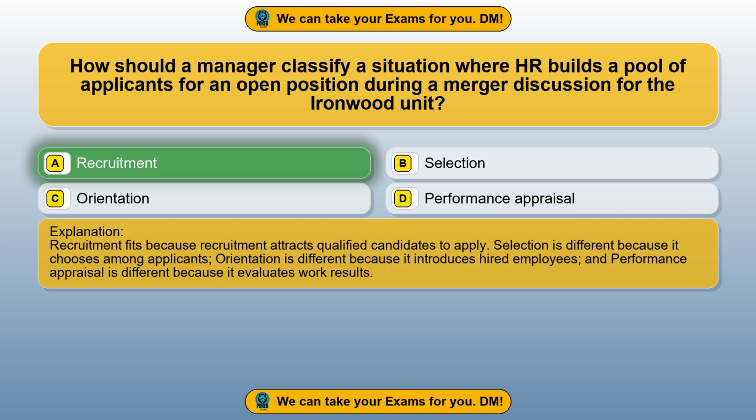Recruitment fits because recruitment attracts qualified candidates to apply. Selection is different because it chooses among applicants. Orientation is different because it introduces hired employees, and performance appraisal is different because it evaluates work results.